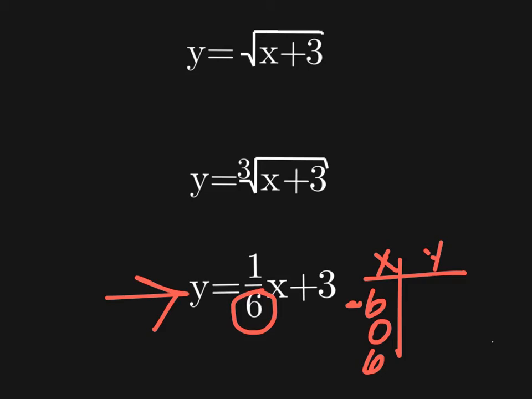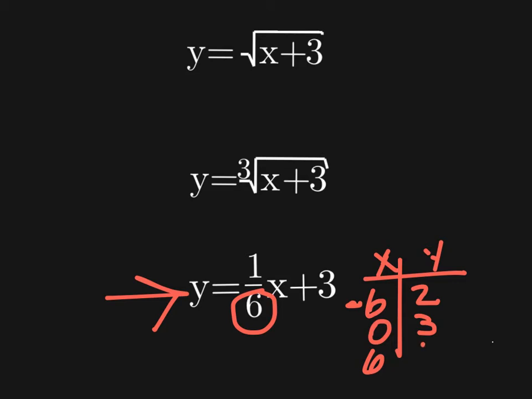So when I multiply by a multiple of 6, my denominator is going to cancel. I'm going to end up with an integer. So negative 6 times 1/6 is negative 1. Negative 1 plus 3 is 2. 0 times 1/6, well, that's 0. Plus 3 is 3. 0 is always nice. And then 6 times 1/6 is 1.